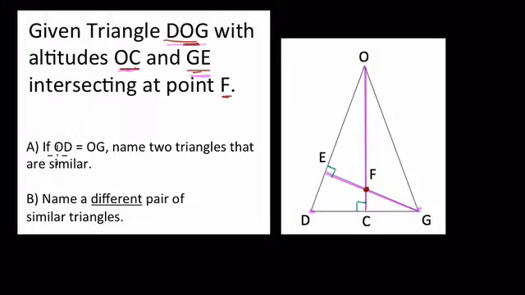Here in part A, they say if OD equals OG, so that means, and I would label this OD, right, and OG, these two lines are exactly the same. So this DOG is an isosceles triangle. Name two triangles that are similar.